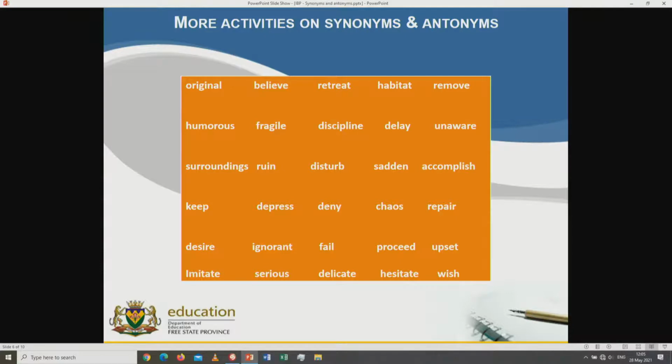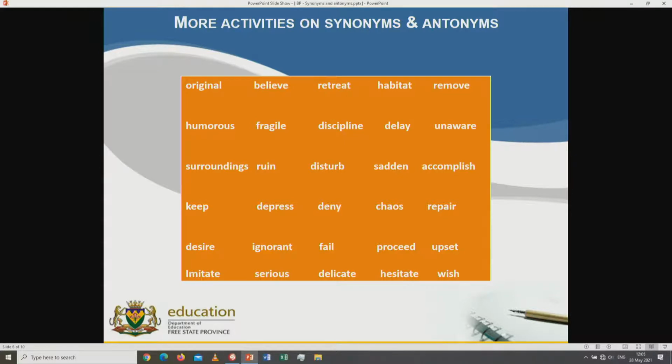We have believe, retreat, habitat, remove, humorous, fragile, discipline, delay, unaware, surroundings, ruin, disturb, certain, accomplish, keep, depress, deny, and the rest. So you'll have all those words that you'll use to form pairs of antonyms and pairs of synonyms.